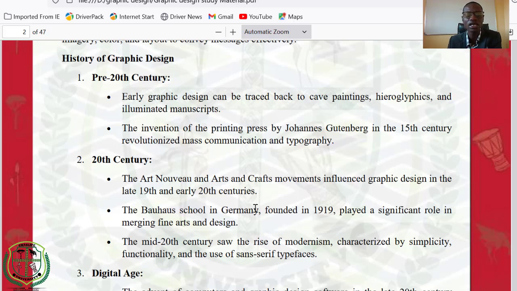Okay, so up to the 20th century, the Art Nouveau and Arts and Crafts movements influenced graphic design in the late 19th and 20th century. The Bauhaus School in Germany, founded in 1919, played a significant role in merging fine arts and design. So fine arts and design were merged together in 1919, and in the mid 20th century there was a rise in modernism, which was characterized by simplicity, functionality, and the use of sans serif typefaces.